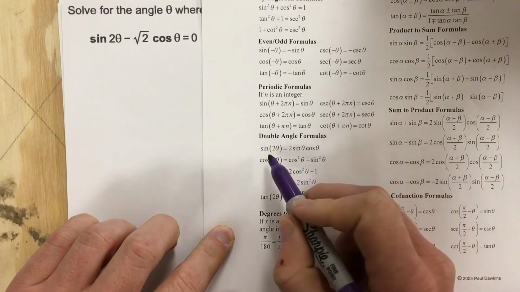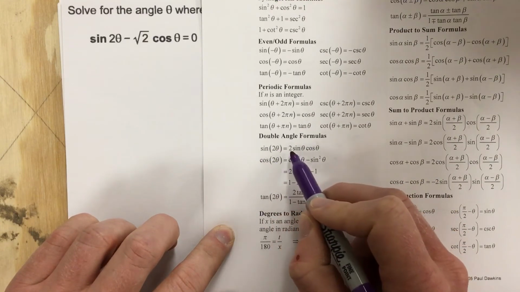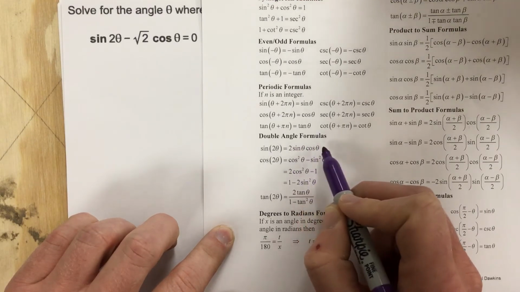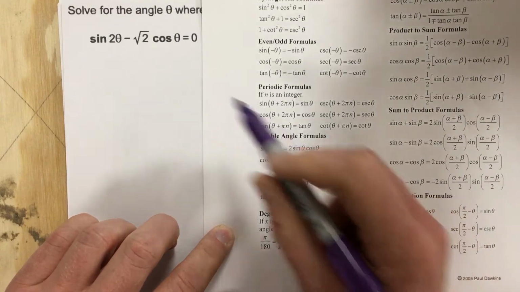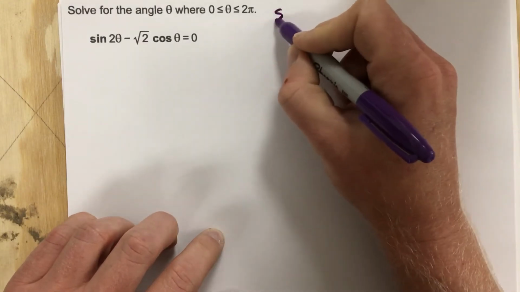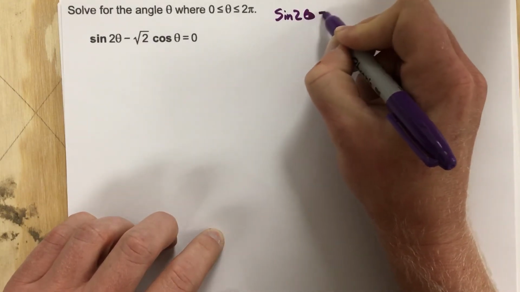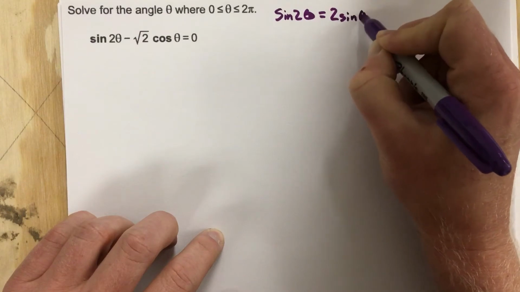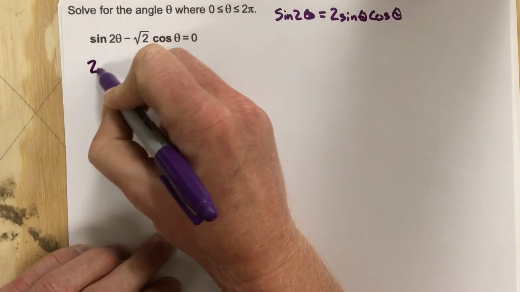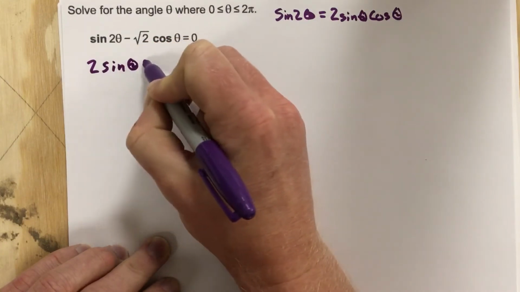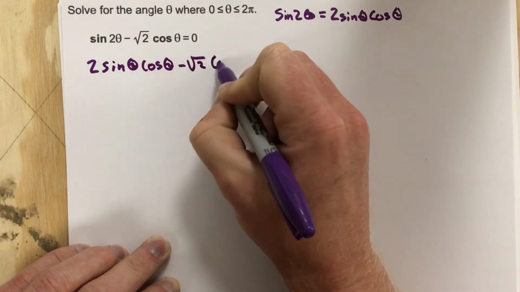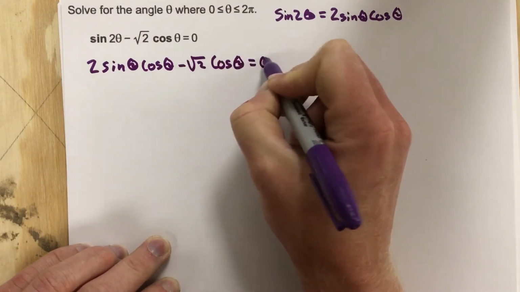So I look at the double angle formulas, and I see sine 2 theta equals 2 sine theta cosine theta. So I'm going to use 2 sine theta cosine theta and replace it in here for sine 2 theta. So I know that sine 2 theta equals 2 sine theta cosine theta. So I replace that in here and say 2 sine theta cosine theta minus root 2 cosine theta equals 0.